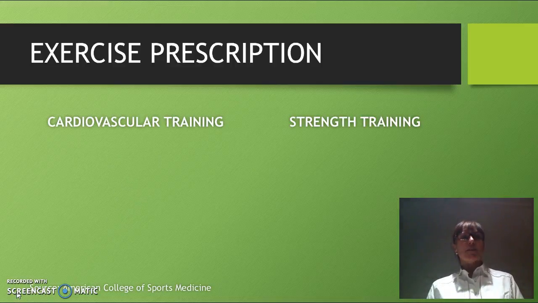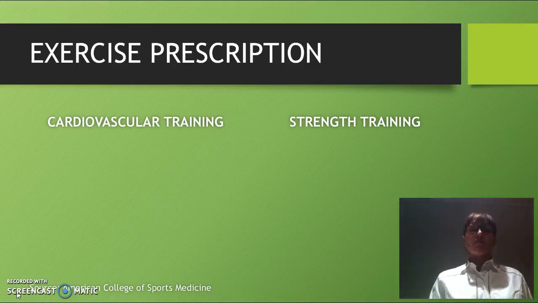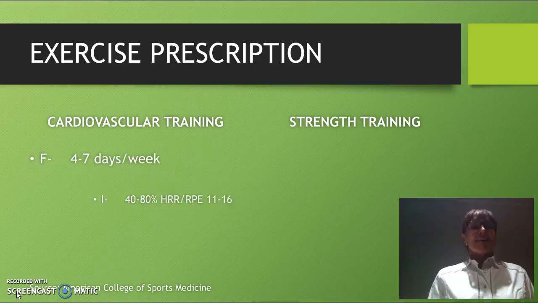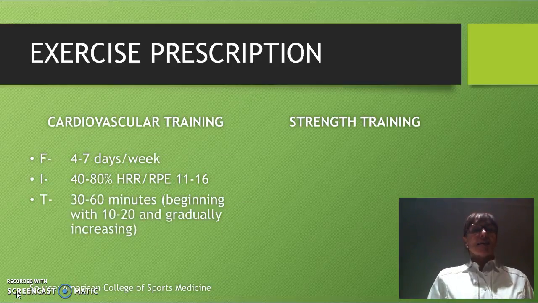So specifically, your exercise prescription will include, and this is going to look pretty familiar to all of us, for cardiovascular training, frequency 4 to 7 days a week. Your intensity, 40 to 80% of your heart rate reserve, or your RPE of 11 to 16. The time, 30 to 60 minutes, beginning with 10 to 20 and gradually increasing.